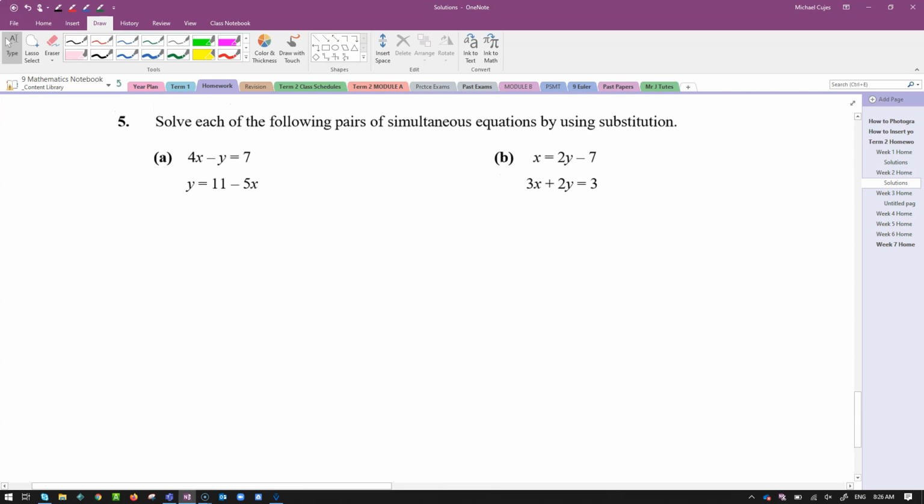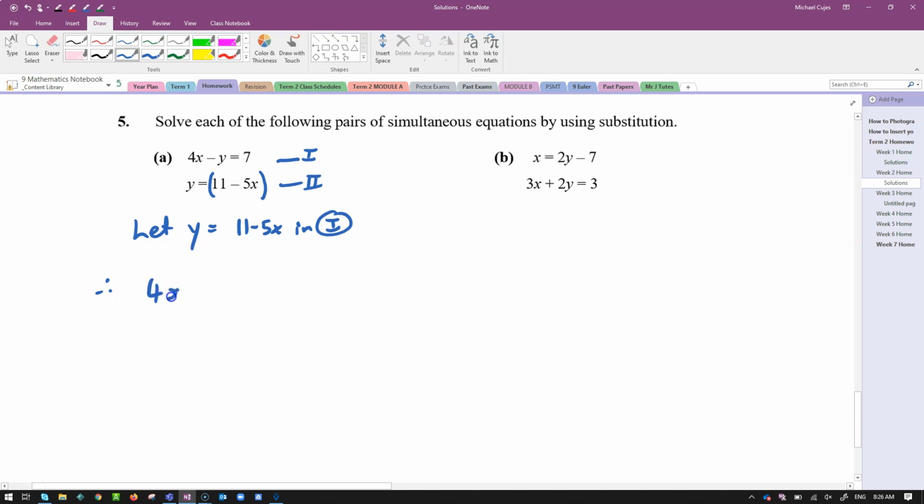Solve the following pairs of equations by using substitution. Well, the first one's already been set up. Here's my first equation. There's my second equation. You can see equation 2, I've already got an expression for y. Y equals 11 minus 5x. So I'm going to say, let y equal 11 minus 5x in the first equation.